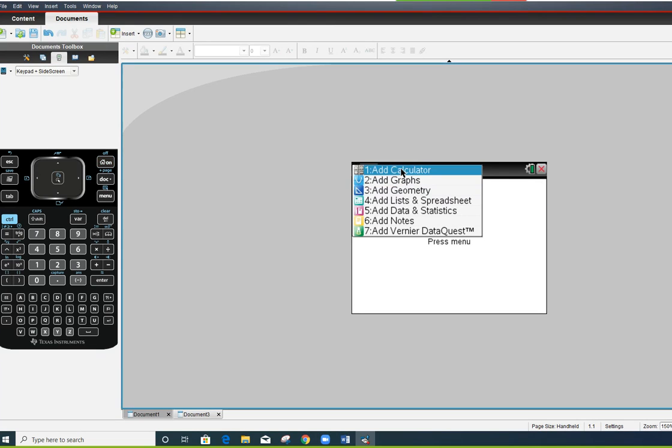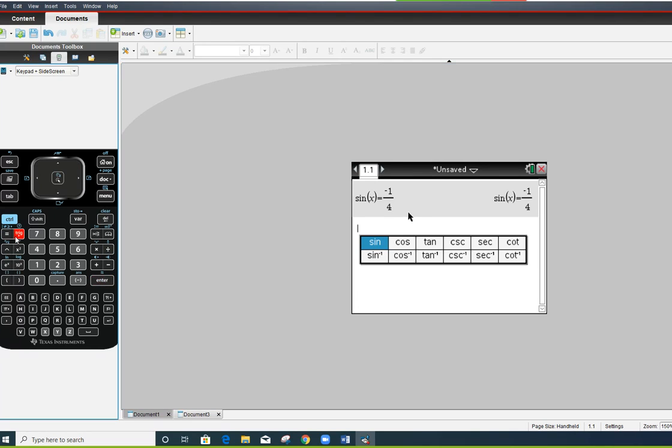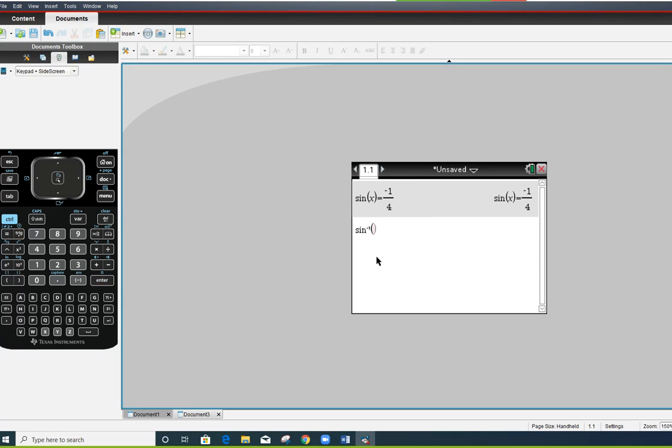Just to refresh our memory, we had it down to the sine of x is equal to -1/4. You don't have to write that. I'm just putting in what we're trying to figure out here. So we're going to do the sine inverse of +1/4. Before I hit enter, I'm going to make sure I'm in degrees. I put the cursor right here and I see I'm in degrees.